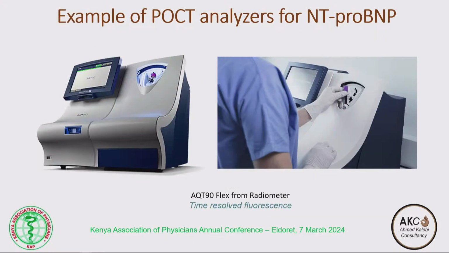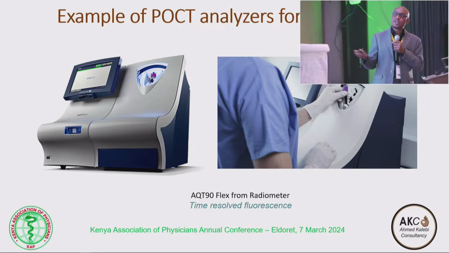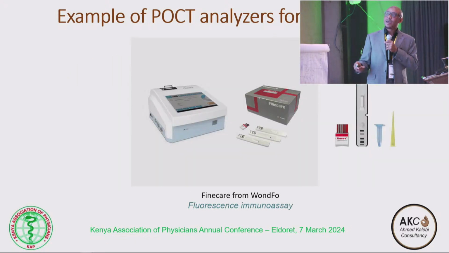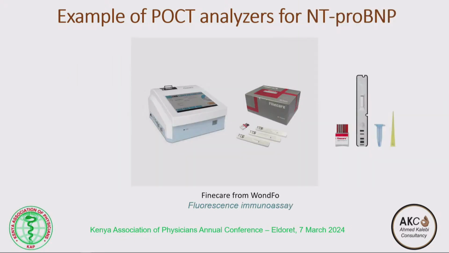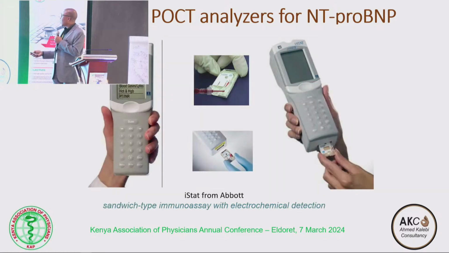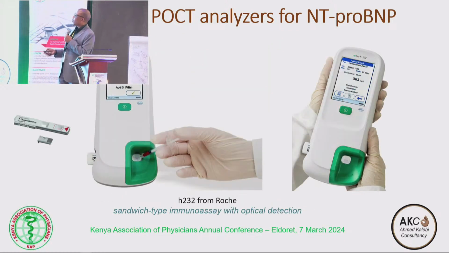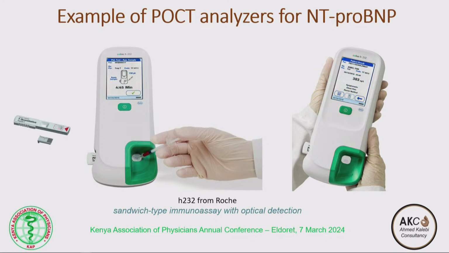So these are some examples of the key test platforms that exist. One of them is this AQT90. A lot of people use it abroad in ICUs. This one uses fluorescence. This is from China. It uses fluorescence immunoassay. This is from Abbott. Some of you might know the iStat. But actually, the iStat has the best turnaround time. Although Roche will claim that theirs is the gold standard. Of course, they have data to back that up. But this is the H232.